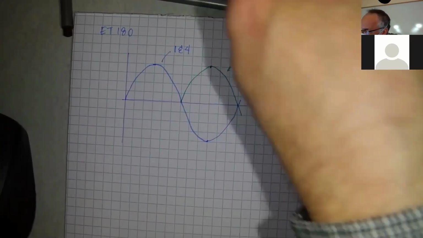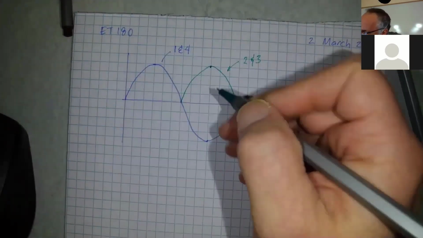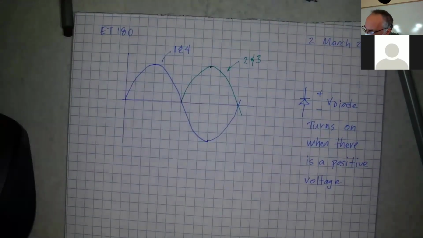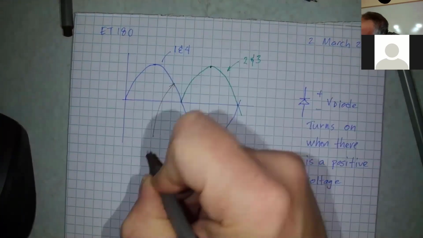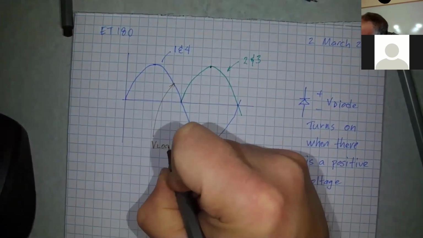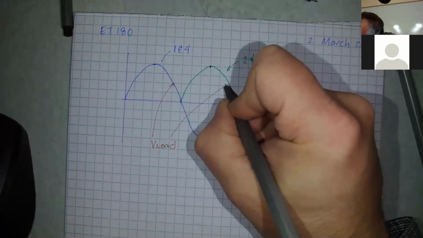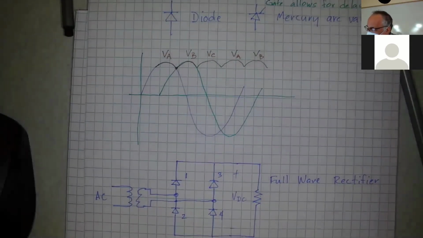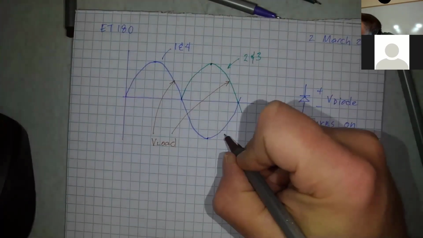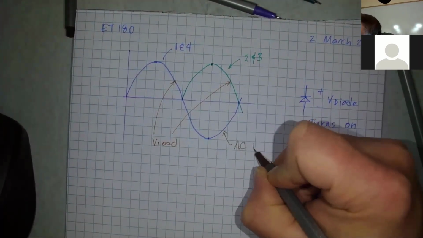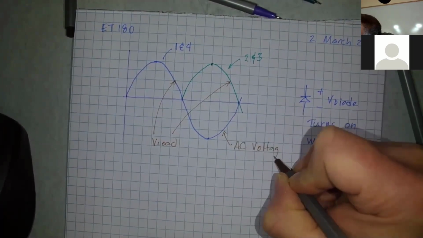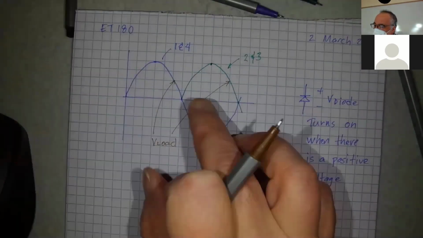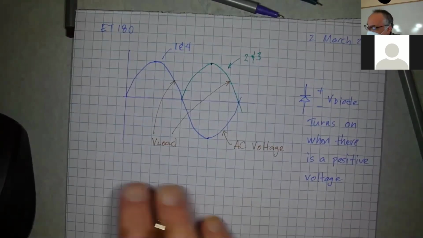So this voltage here, that's V load. And V load is also this voltage right here. Okay. So we're taking the AC voltage, and with 4 diodes, we can make it so that it never goes negative. Okay? So that's called a full wave rectifier.